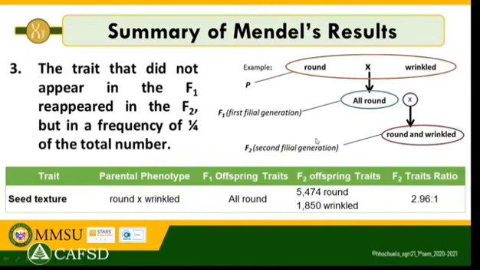Okay? And then last, the trait that did not appear or show in the F1 reappeared in the F2 but in a frequency of 1/4 of the total number. So, again, we have here an example, round and wrinkled. In the F2, the recessive phenotype is expressed but in a lesser frequency or in a lesser ratio. So, that is 1/4 or 0.25. So, this is approximately 3:1. Alright?